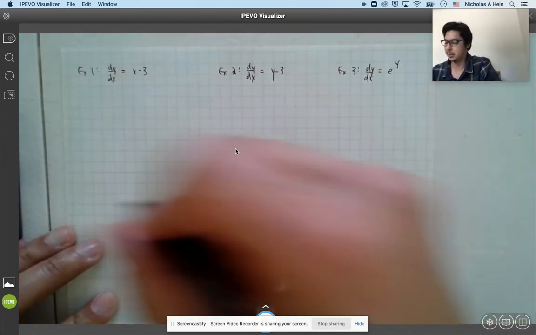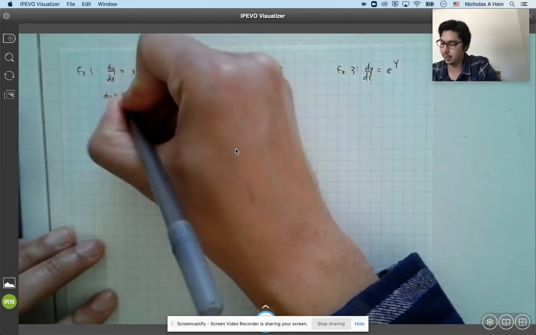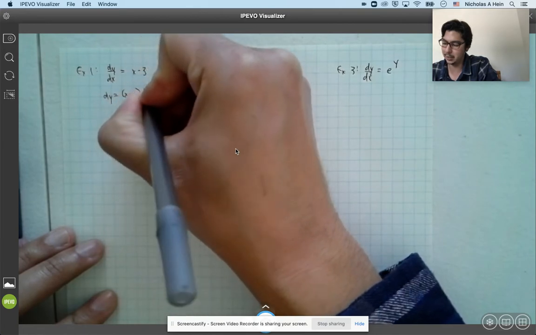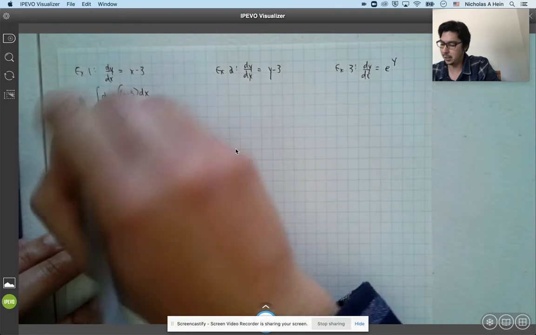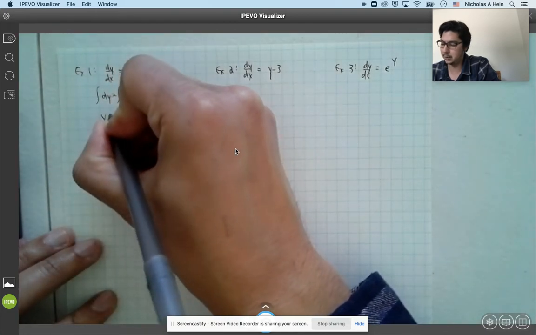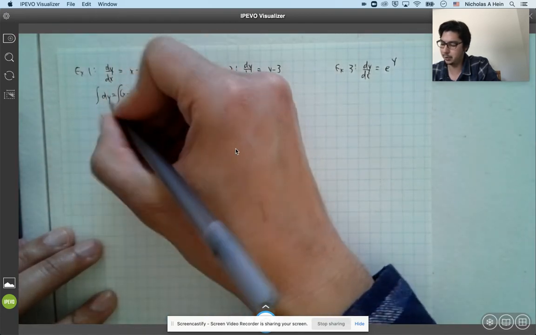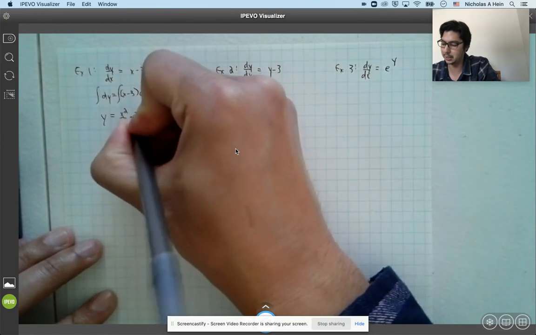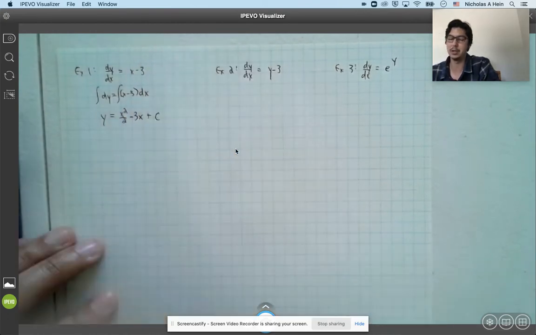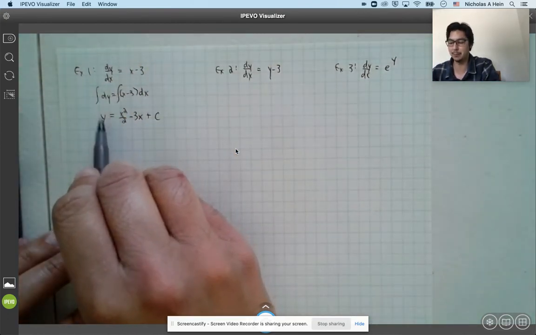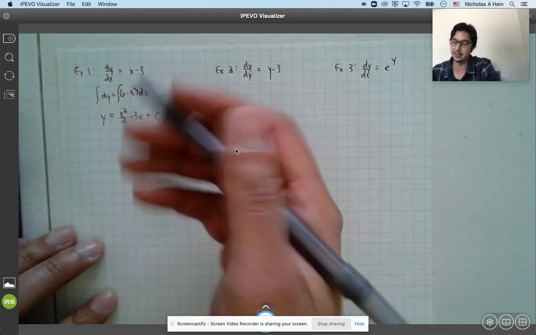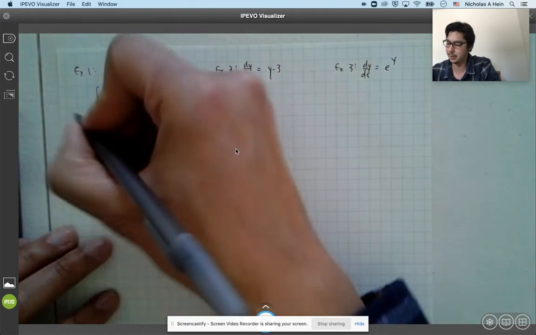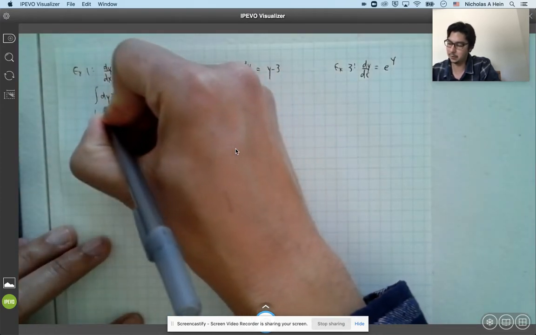Okay, so separate the variables. We'd have dy equals x minus 3 dx. Integrate both sides, and if we integrate dy, we'll get y is equal to the integral of x minus 3, which would be x squared over 2 minus 3x, and then plus some constant c, which again, I'm not putting plus c on both sides because that c on the left side will just combine with the c on the right side to just some constant c. And there's your answer for the first one.